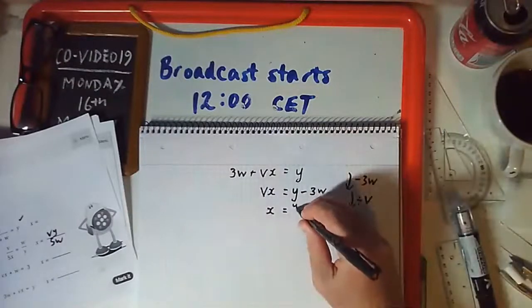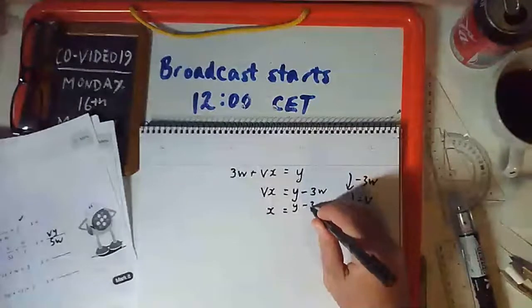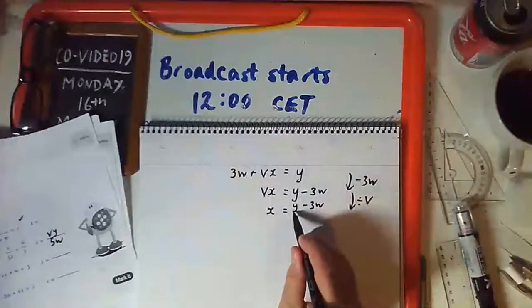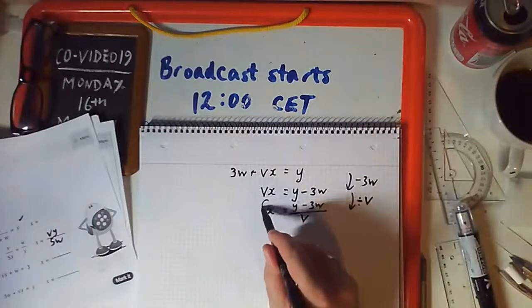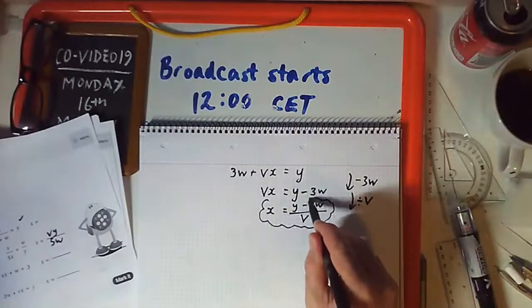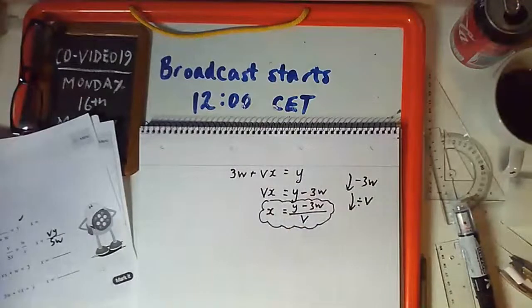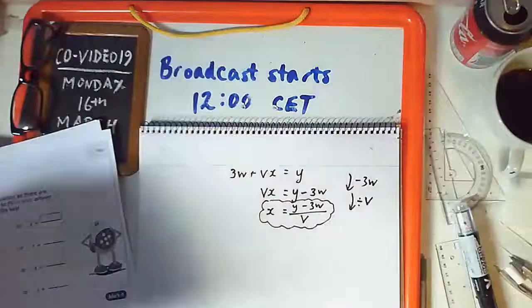But because an equation is like a balance, whatever I do to one side, I have to do to the other side as well. So I need to divide the other side by v as well. So that's rearranged it into x equals y minus 3w over v. Yeah, that complicated one.